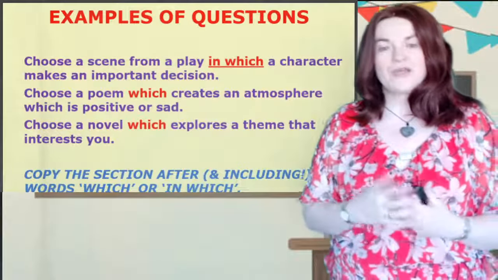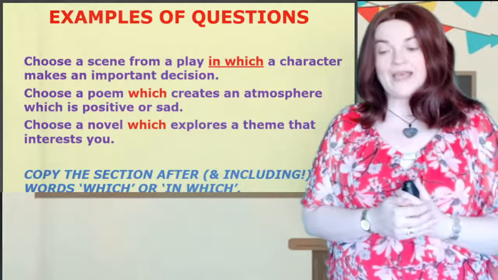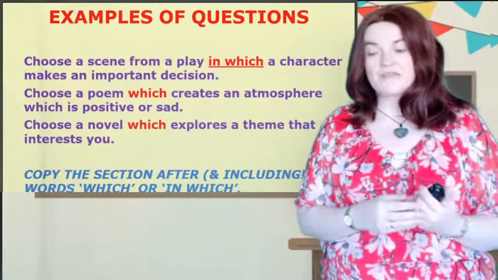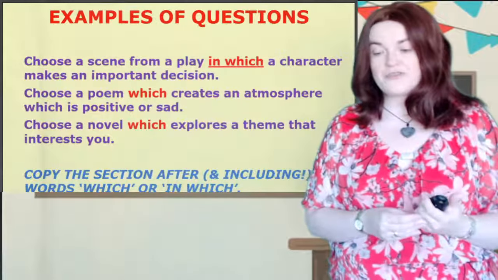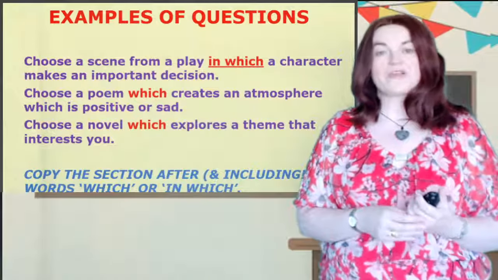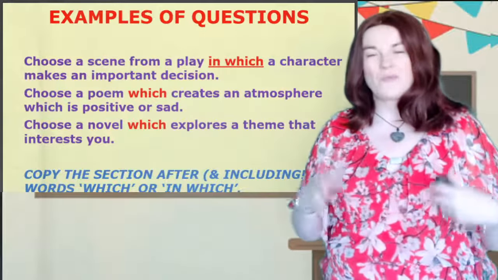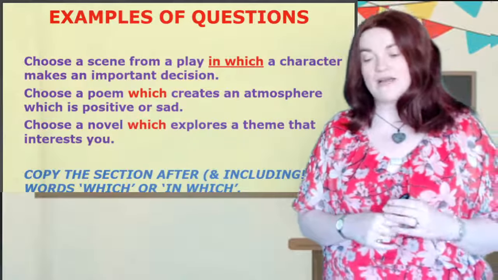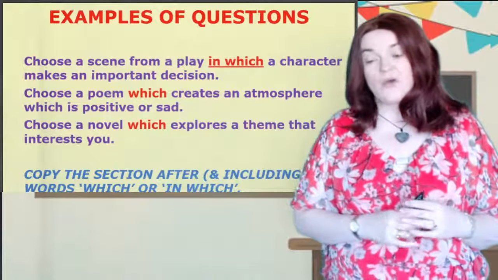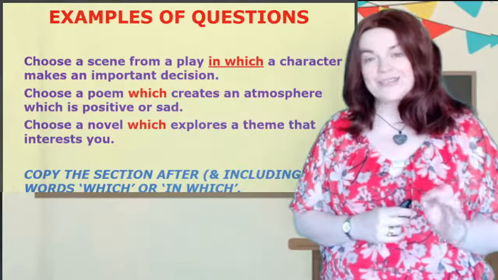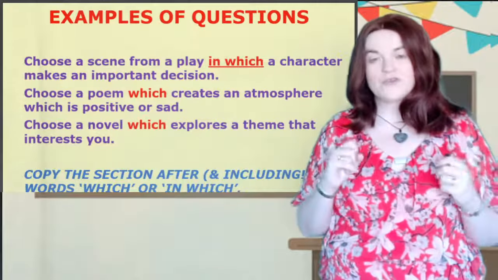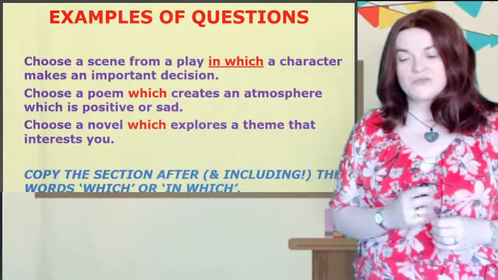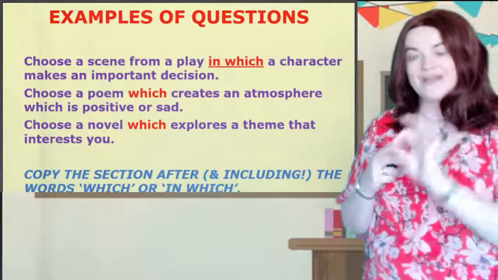So examples are: choose a scene from a play in which a character makes an important decision, choose a poem which creates an atmosphere that's positive or sad, and choose a novel which explores a theme that interests you. So these are common questions, probably more Nat 5 or junior level. It gets a bit more advanced, or specific I should say, at Higher. Copy the section after and including either the word which or in which. As I've said on the screen, it's all in red. So you need to copy basically the question after that.